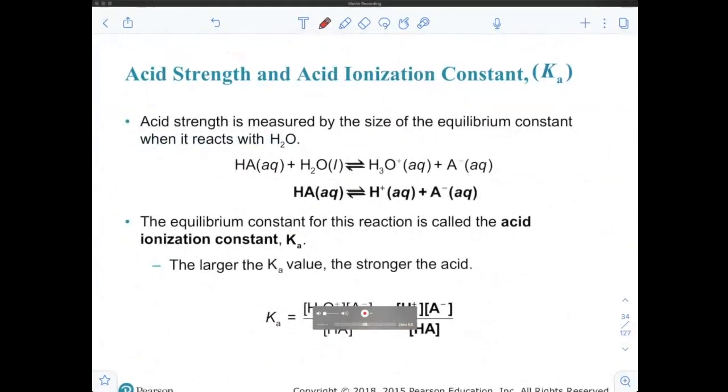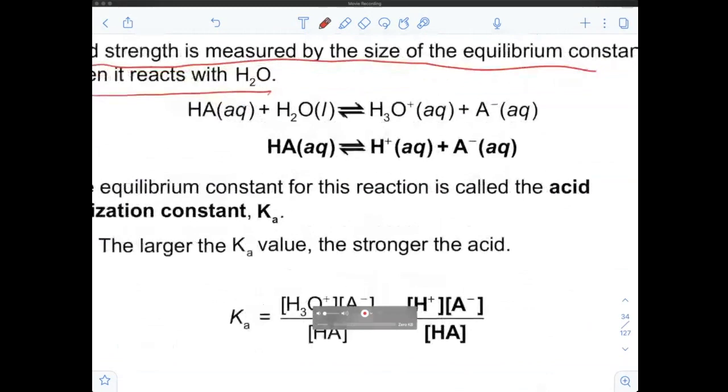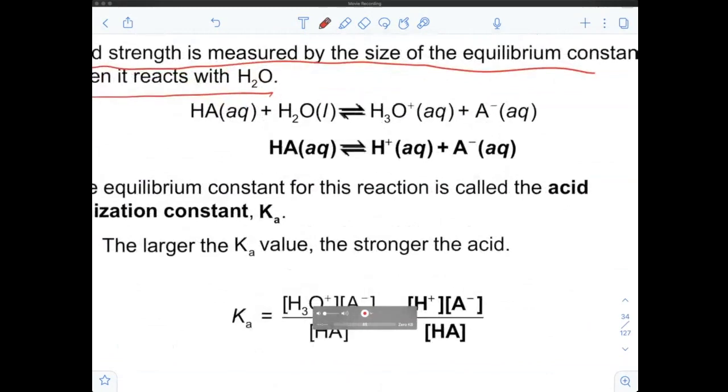Now we're looking at acid strength from the point of view of Ka. We already said the higher the Ka, the stronger the acid. So as we're looking at here, it says acid strength is measured by the size of the equilibrium constant when the acid is the one reacting with water. They're showing this to you here. This is some generic acid. It would be like if you're in a math class and they said the number X, right? This is the acid HA, and chemists like using HA.